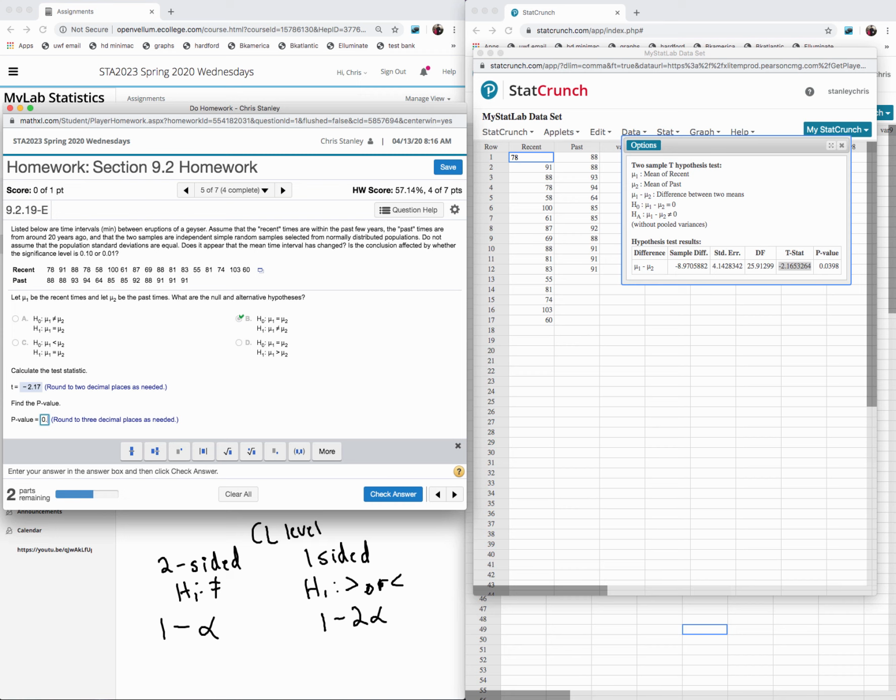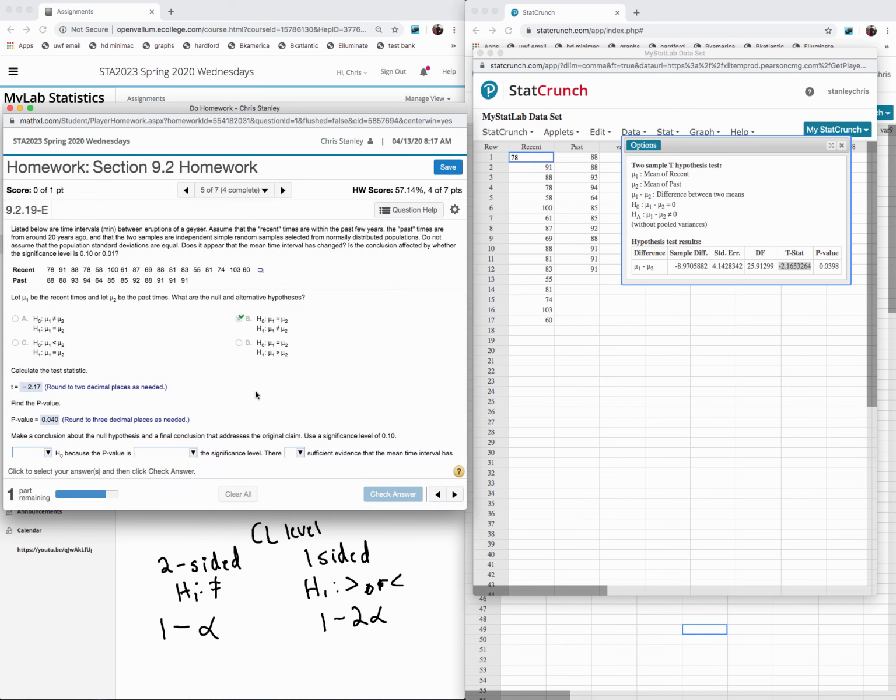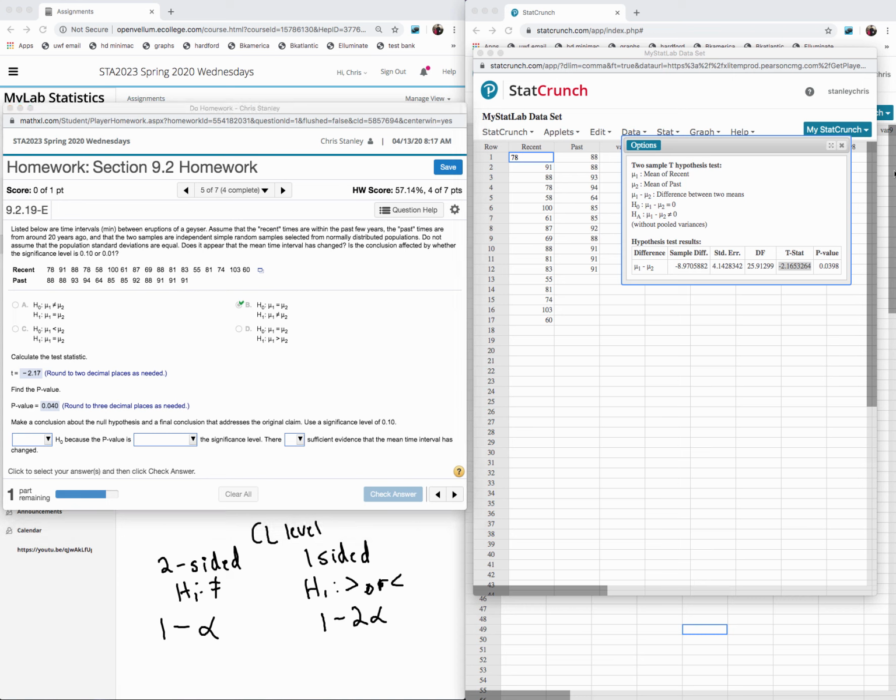Okay, so the 3 digits, we're going to go with 0.04 here. Okay, so now we need to make a decision. We're going to use an alpha of 10%. So we have to look at our p-value, which was 0.04, and our alpha at 10. That's less than that, so we should be rejecting. We want to reject the null because the p-value is less than the significance level. There is evidence that the mean has changed.